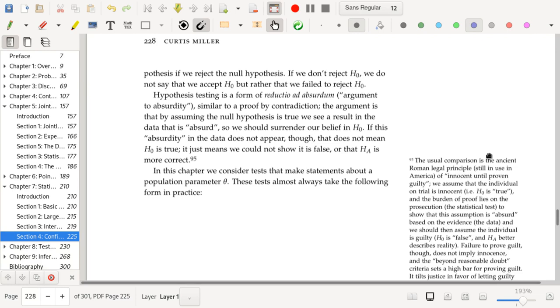Well, not completely unreasonable, but highly unlikely. And because of how unlikely it is, we should no longer believe in the null hypothesis and instead believe in the alternative hypothesis.